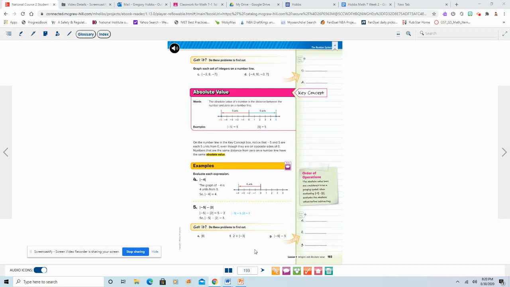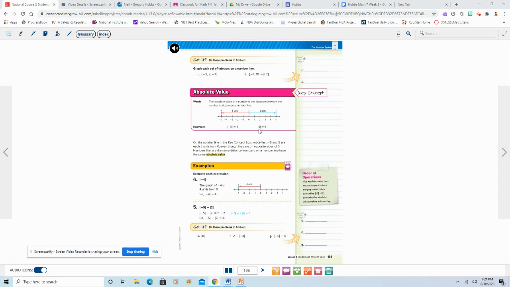Absolute value. The absolute value of a number is the distance between the number and zero on the number line. It doesn't care about negative or positive. So the absolute value of negative 5 is 5. How far from zero is negative 5? It's 5. We don't care that it's negative. It's just 5.